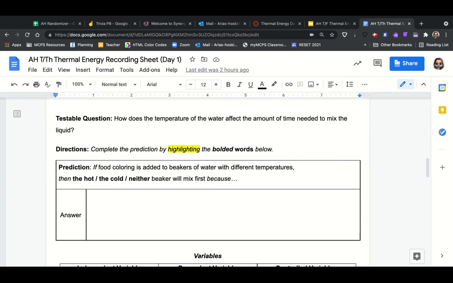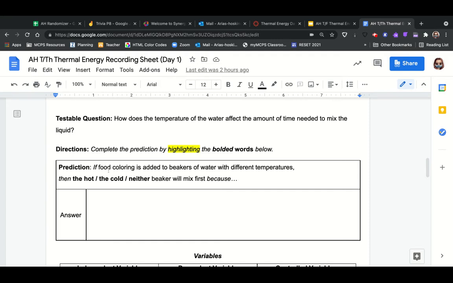Your testable question, think about this. How does the temperature of the water affect the amount of time needed to mix the liquid? So as a direction for the first part, you're going to complete the prediction by highlighting the bolded words below. The first part is, if food coloring is added to beakers of water with different temperatures, then the hot, the cold, or neither beaker will mix first because.